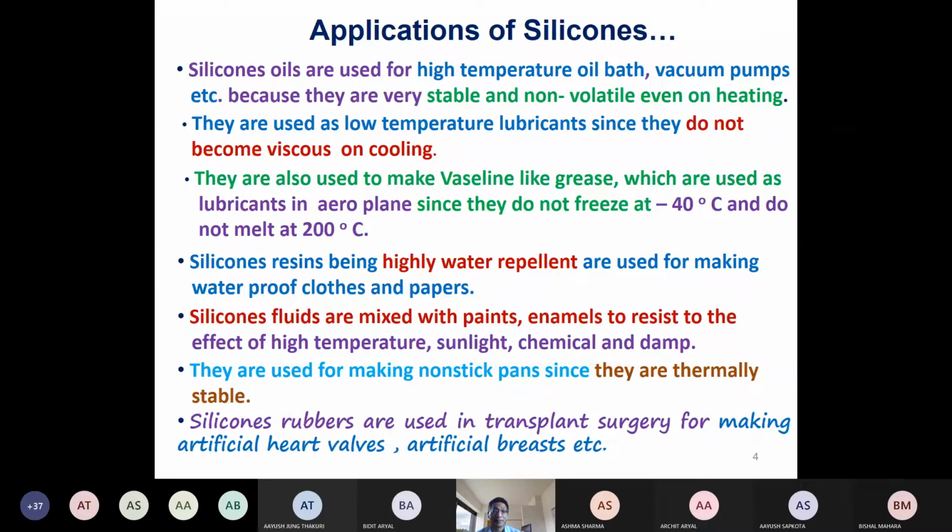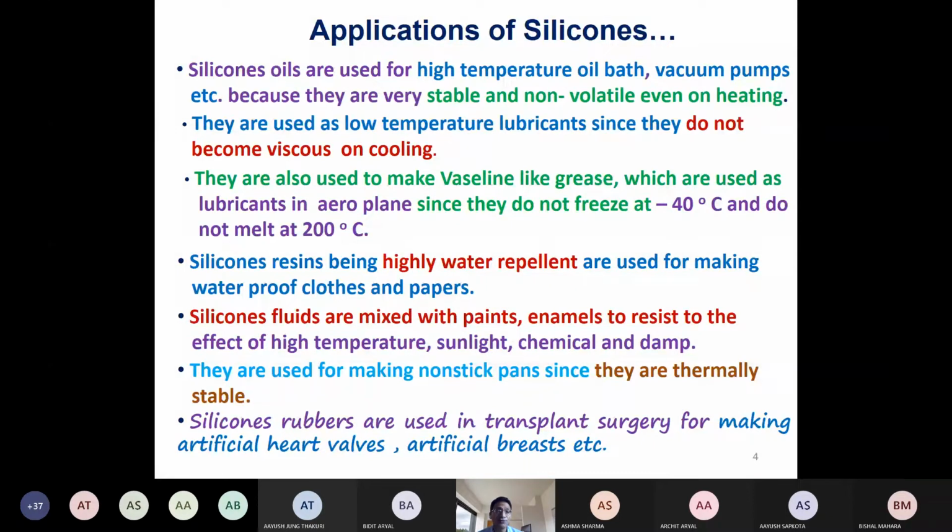can be used to make Vaseline-like grease. Silicone resins, being highly water repellent, are used for making waterproof clothes and paper. And silicone fluids are mixed with paint enamel to resist the effects of temperature, sunlight, chemicals, and damp. When they are mixed in paint enamel, the paint lasts a long time because they can withstand high temperature, sunlight, some mild types of chemicals, and moisture.